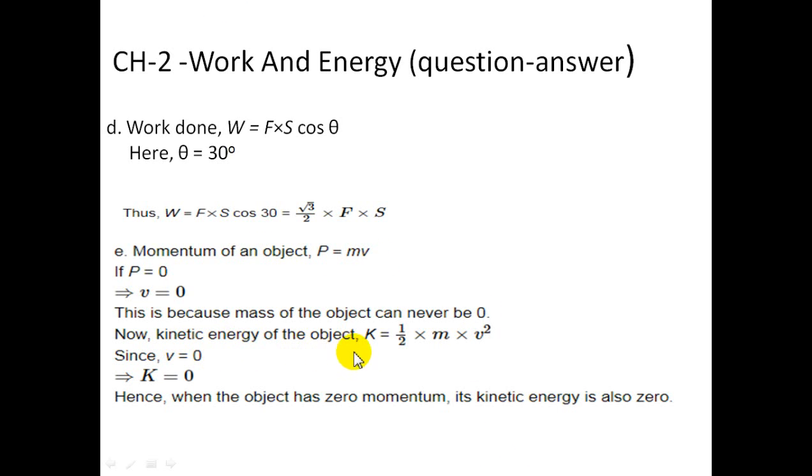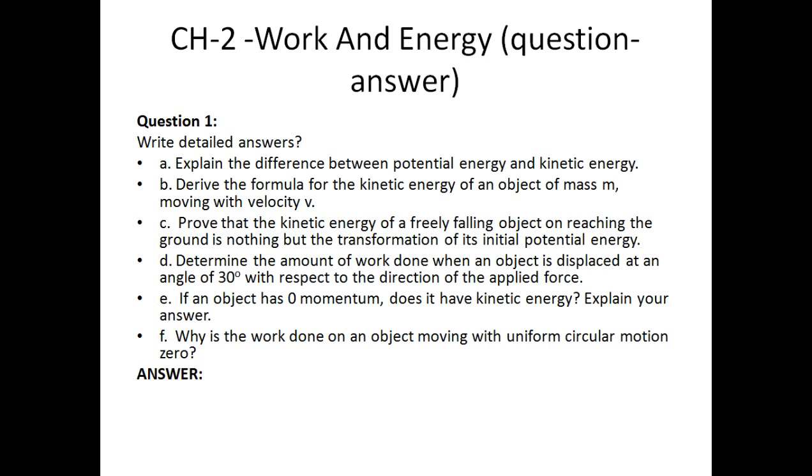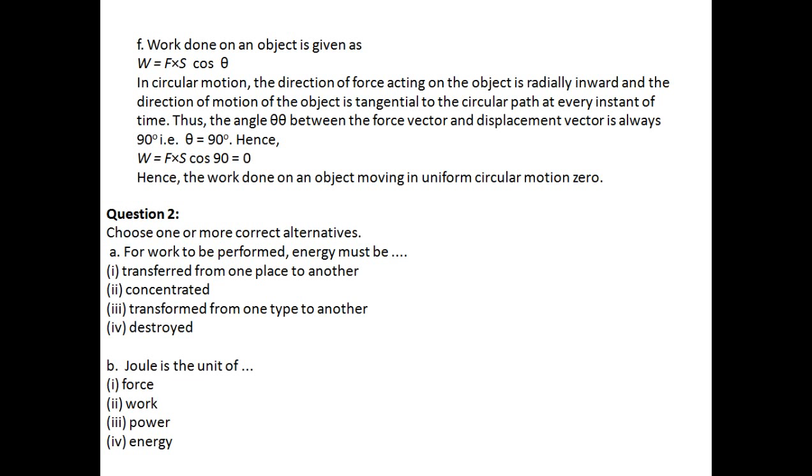Now kinetic energy is equal to half into mv square. Here v is equal to 0, and when 0 is multiplied by anything, everything becomes 0, and hence the kinetic energy will be 0. So if the body is not moving, its velocity is 0, then kinetic energy will also be 0, and the momentum is also 0. So we have completed question number E. Now one question is left.